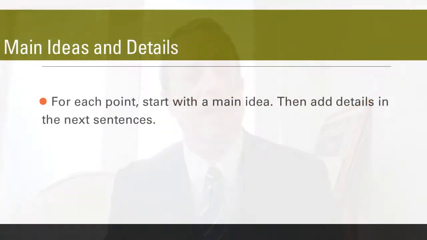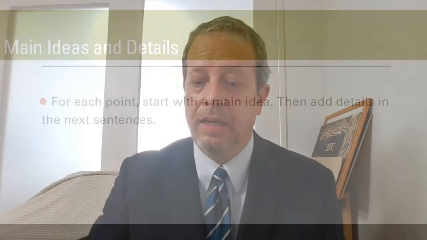Having looked at how much we want to write, let's get into this point a little bit about starting with a main idea and then adding details in the next sentences. So what I recommend, according to this slide, is that for each point, you start with the main idea. The first sentence will be the main idea, and then you're going to add details in the next 1 or 2 sentences that follow.